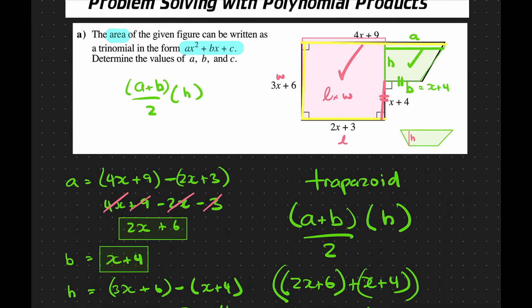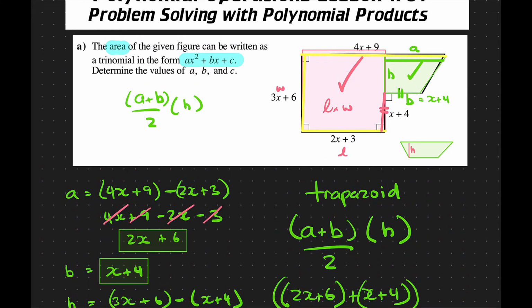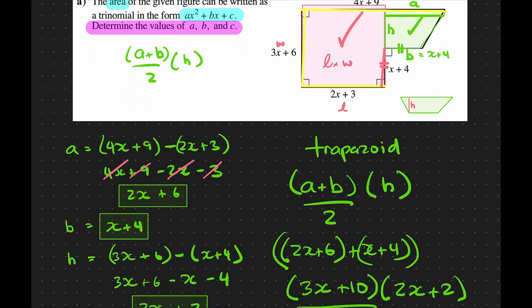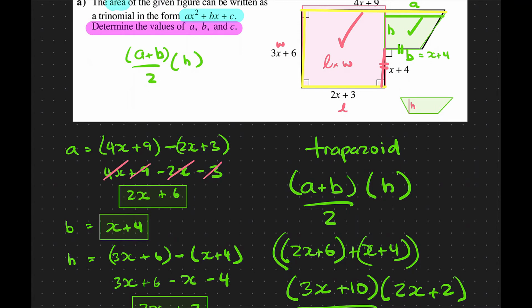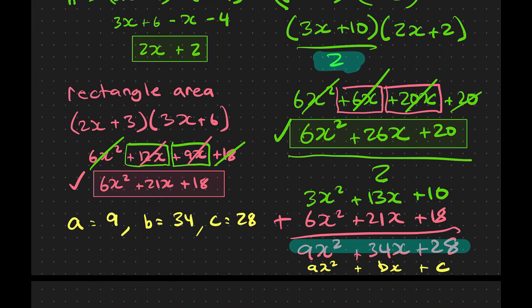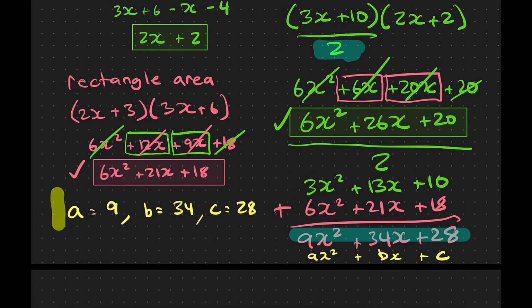Go back to the question. Determine the values of a, b, and c. And that is done. Sometimes they're going to ask you to take those A, B, and C and go like A plus B divided by C, or add them all together or multiply them together. But in this case, they're just saying determine the values, and those are the values right there. So that is my final answer for that question. That's a big one.